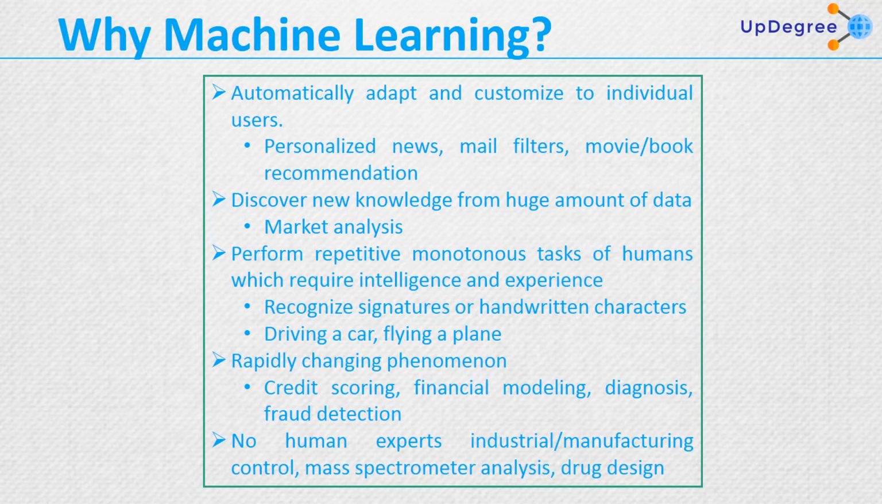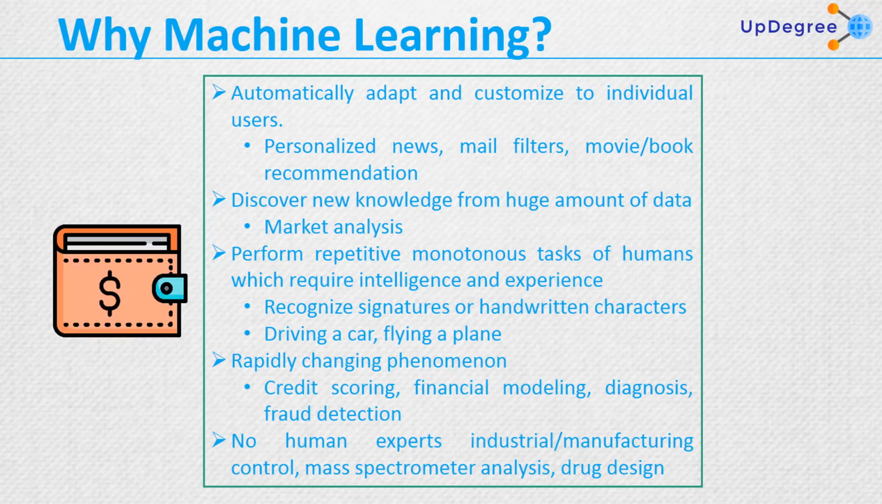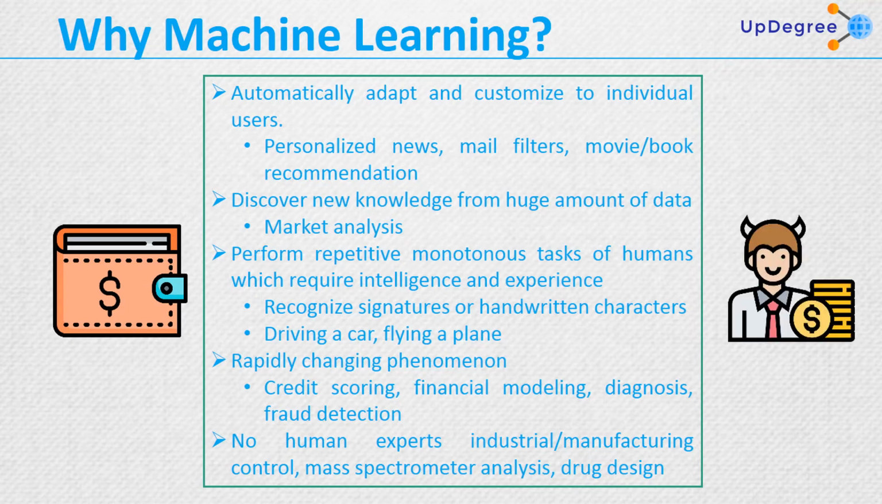Rapidly changing phenomena: credit scoring, financial modeling, diagnosis and fraud detection. You see that we have multiple different transactions, where an amount is debited from the source account and credited to the target bank account. This is the kind of transaction we usually have, but some of the transactions are fraud and some are non-fraud, real transactions. Now, how do we detect whether a transaction is fraud or not? For such rapidly changing phenomena, we can use this machine learning model.